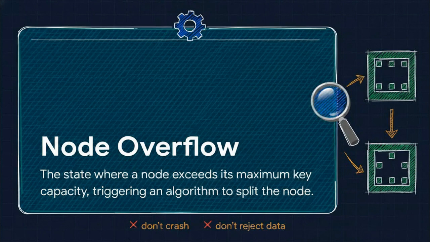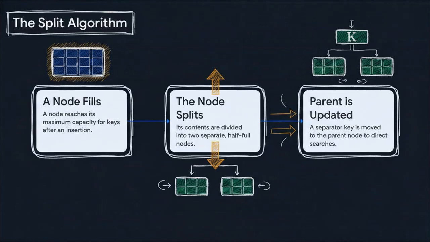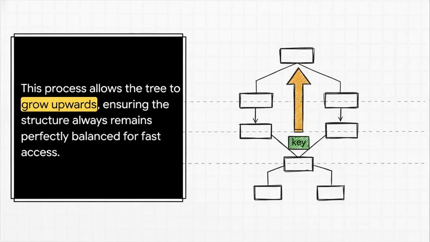It doesn't throw an error or crash. Nope, it just performs this clever little operation called a split. So here's what happens. When a node gets too full and overflows, it literally splits in half. You get two new nodes, each about half full. But then, and this is the really important part, the median key, the one that was right in the middle of the original full node, gets promoted. It moves up to the parent node. It's now the signpost that tells the database which of the two new nodes to go to.